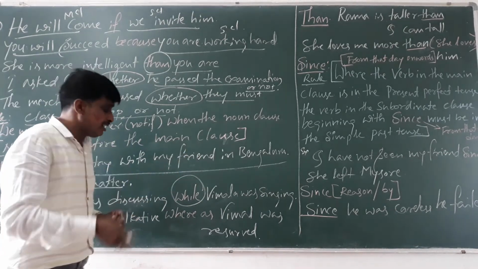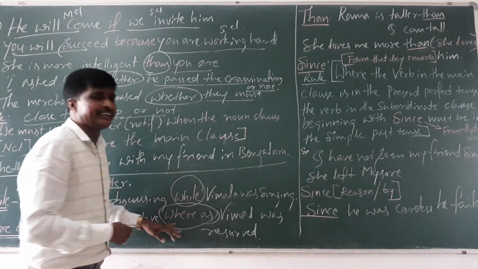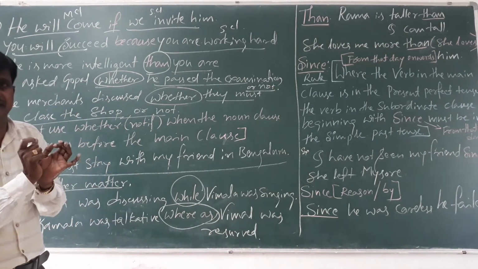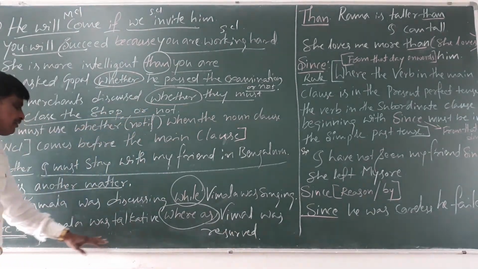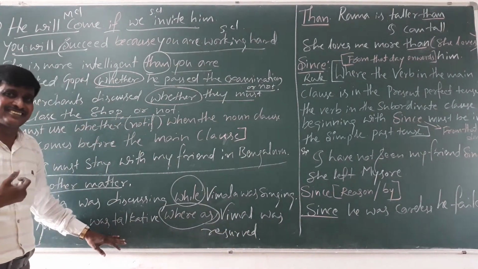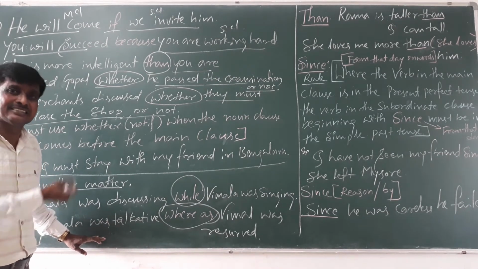But here, you must concentrate on subordinate conjunctions. There are subordinate conjunctions. Vimala was reserved. Kamala was talkative. See the clauses. This is the rare one.